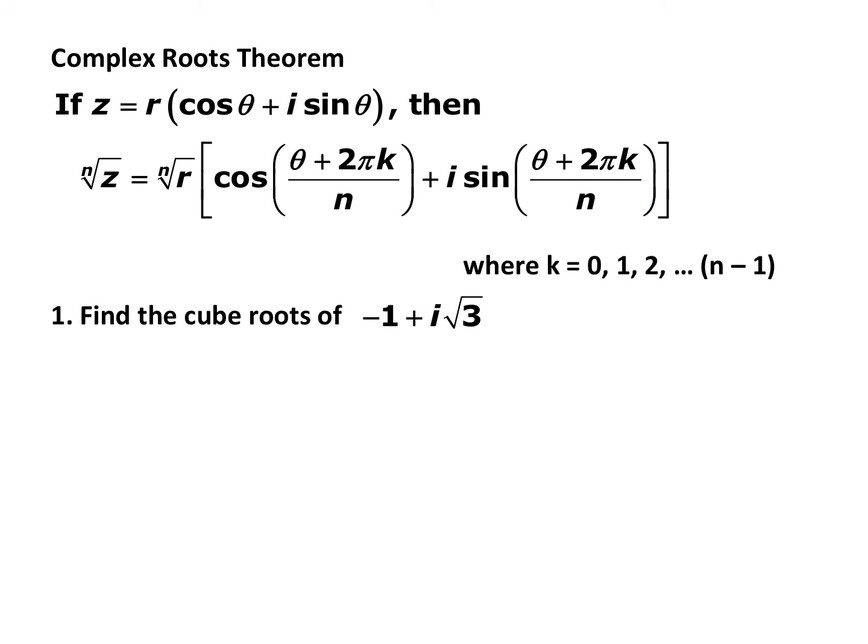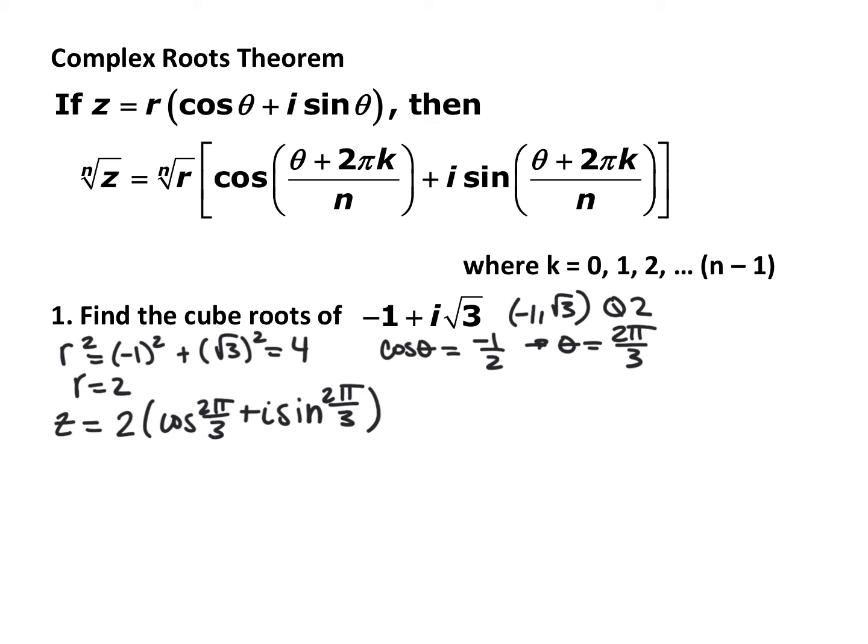So for example, if we want to find the cube roots of negative 1 plus i root 3, the first thing that we need to do is put this into polar form. So I used r squared equals x squared plus y squared and got r to be 2, and I used that cosine of theta is equal to x over r, or negative 1 over 2. I know it's in the second quadrant because I have a negative x and a positive y, so then my angle is going to be 2 pi over 3. So negative 1 plus i root 3 in polar form would be 2 cosine 2 pi over 3 plus i sine 2 pi over 3.